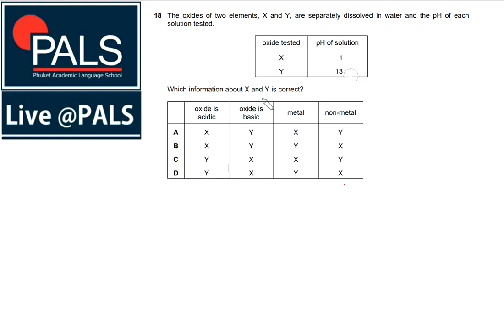Which information about X and Y is correct? We have the oxide of acid. I told you a while back that it is X, so we already removed these choices. However, let us see. The oxide is basic. Yes, both are. However, X is not a metal. So Y is the metal and X is the non-metal. So the correct answer for this is letter B.